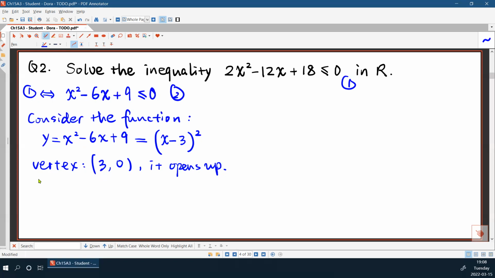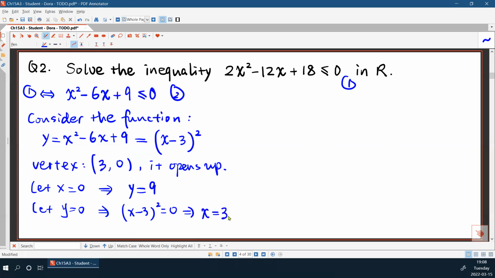Next, to find its y-intercept, we can let x be 0. If x is 0, we can put it here. Solve for y. y is 9, right? Therefore, the y-intercept is 0, 9. Then we can let y be 0 in order to find its x-intercepts. So we can put it here, right? If y is 0, that means x minus 3 squared is 0. Therefore, we can solve that x is actually 3. So there is only one x-intercept, which is 3, 0. And then we can sketch its graph.